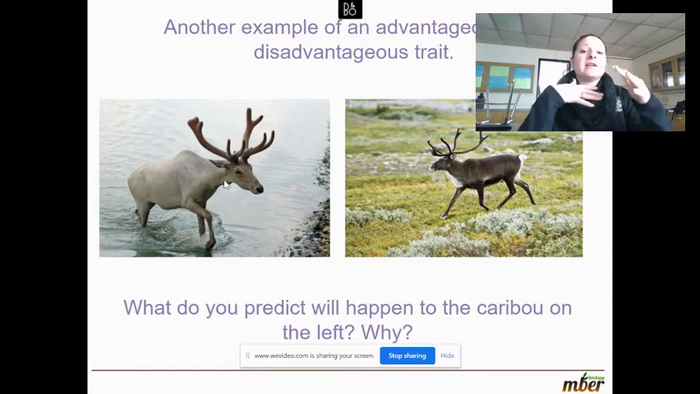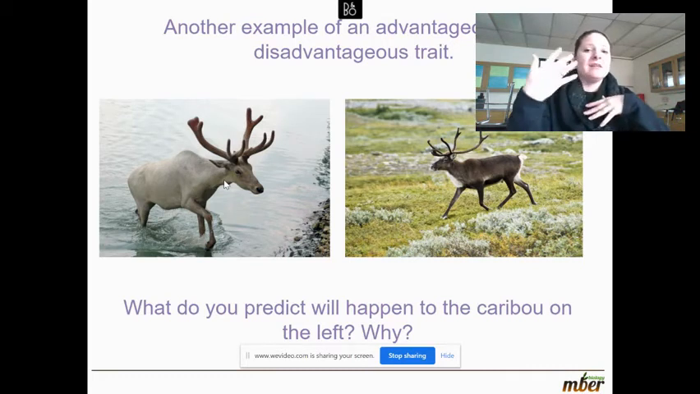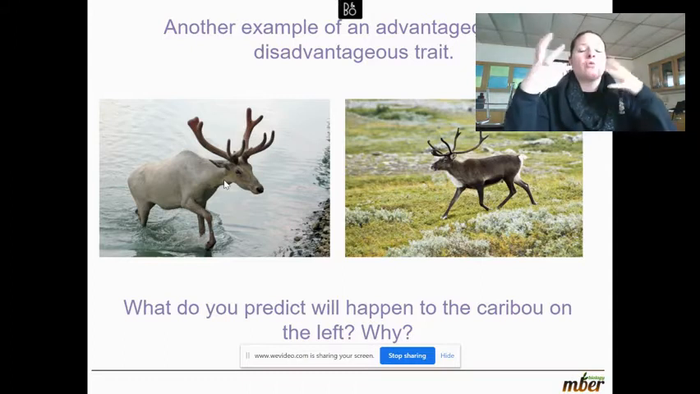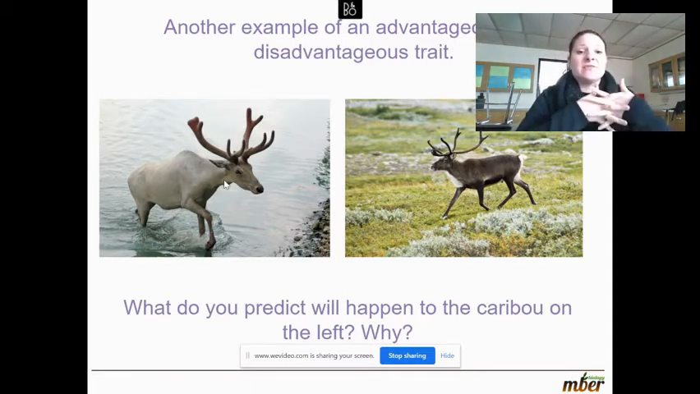So which one do you think is an advantageous trait, and which one is the disadvantageous trait? If you said the disadvantageous trait is to be albino because you're more white and you stick out, then yes, you are correct. You're probably spotted more. You can't camouflage as well if you were out in the wild. And the advantageous trait then would be to be camouflaged and be more like the caribou on the right.